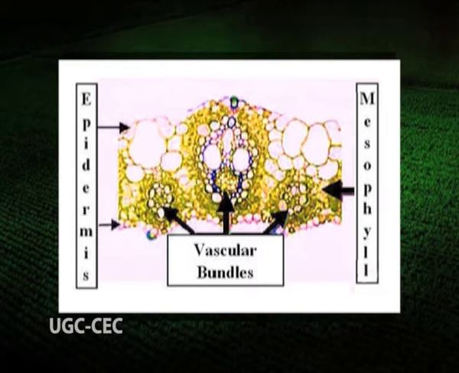The epidermal cells protect the underlying tissues from injury and drying. The mesophyll or middle leaf tissue contains the cells that perform photosynthesis. The fibrovascular bundles contain the xylem and phloem elements, which conduct water and nutrients to and from the leaves.